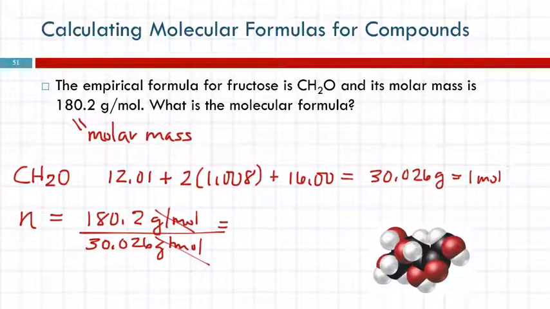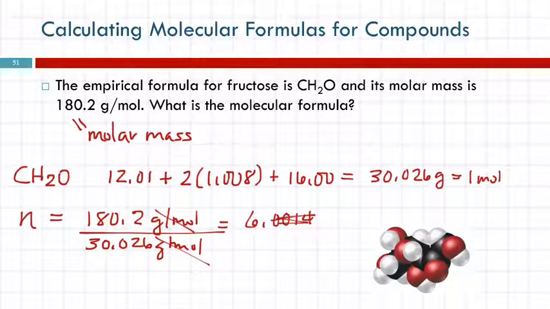So 180.2 divided by 30.026 comes out to be 6.001 and so on. This number should always come out very close to a whole number. If you got 6.5 here, that means you did something wrong in the calculations. It's not like the previous example where we had to multiply to get whole numbers. You should never have to do anything to this number. So this is 6. Just get rid of that.